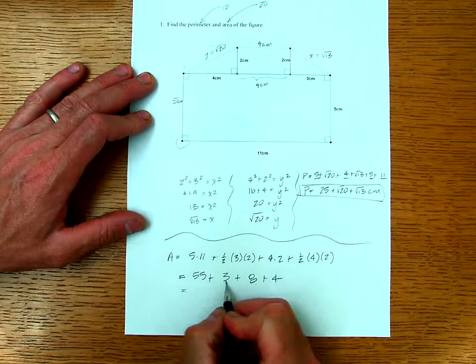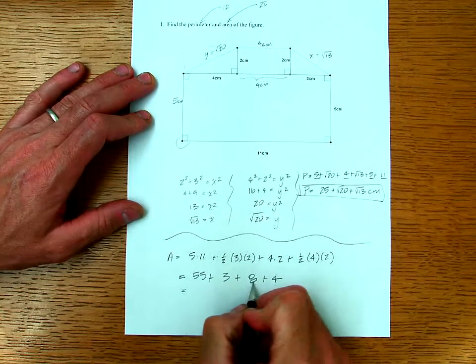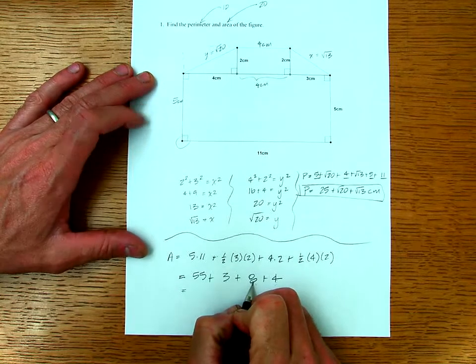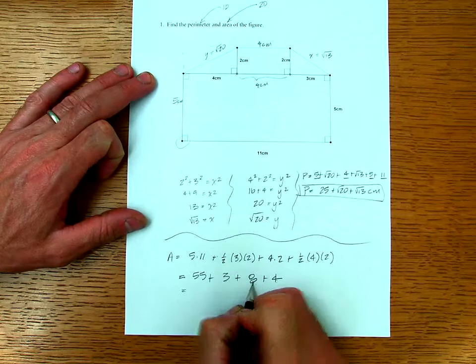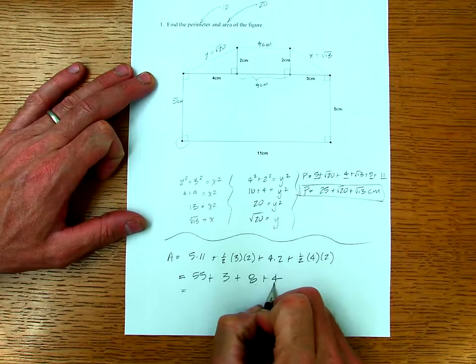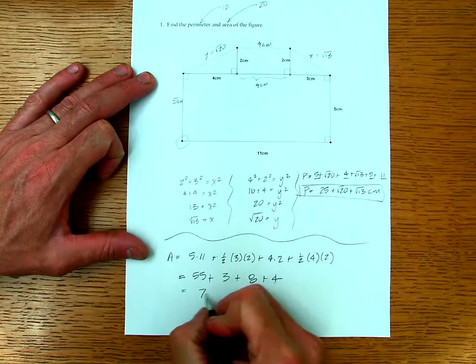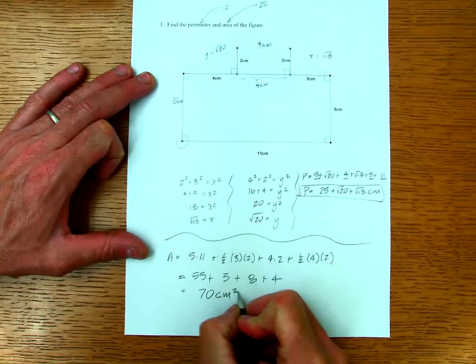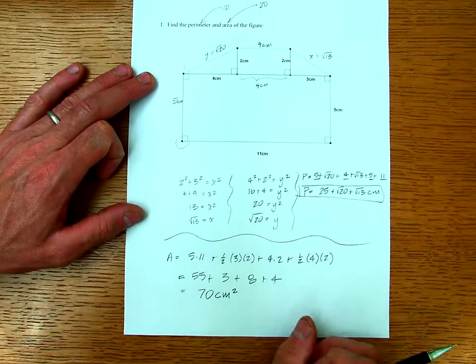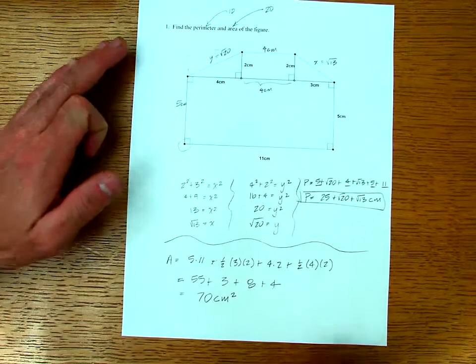So here we go, 55 plus 3 is 58. 58 plus 8 is going to give us 66. 66 plus 4 is going to give us 70. So it looks like it's 70 centimeters squared for our area calculation.